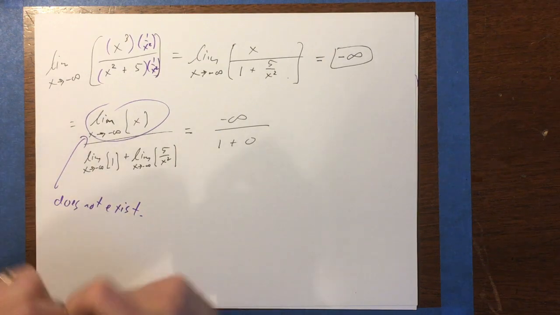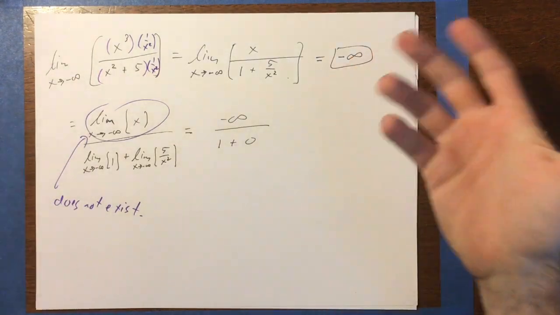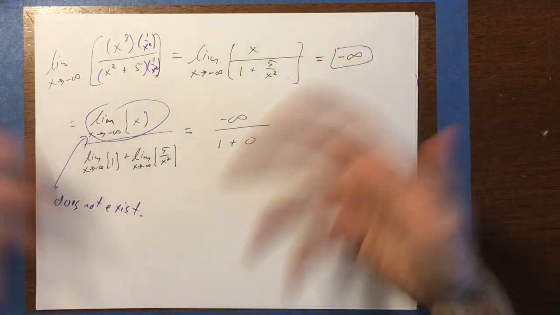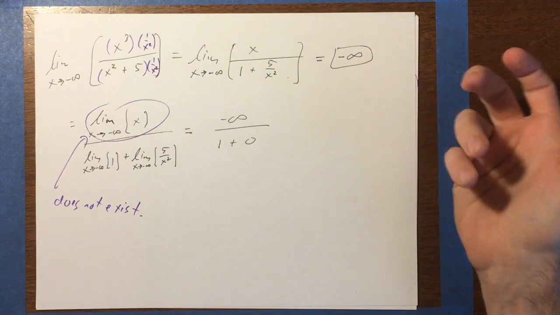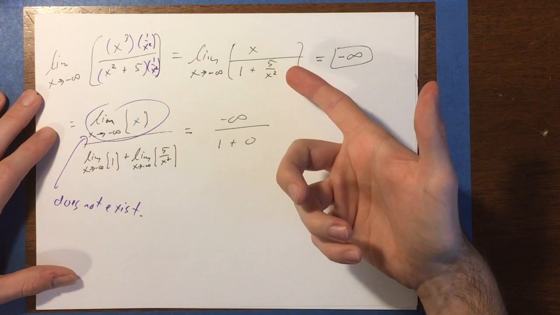So that's kind of what I was trying to show you. All of these rational functions can be approached in the same way, where you're approaching them by dividing everything by the highest power of x that occurs in the denominator. And then you should be able to figure it out based on the result after doing that.